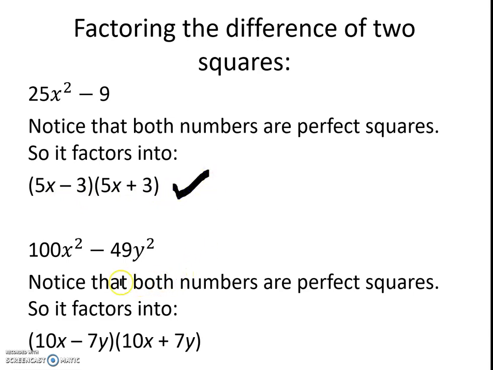An example just like it, we have two perfect squares. The square root of 100x squared is 10x, and the square root of 49y squared is 7y. Again, the pattern is a minus plus, so we have 10x minus 7y times 10x plus 7y.